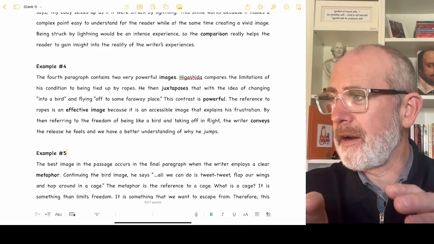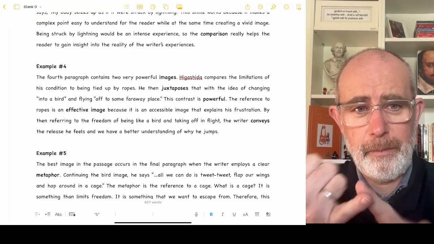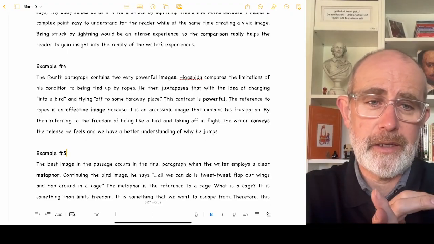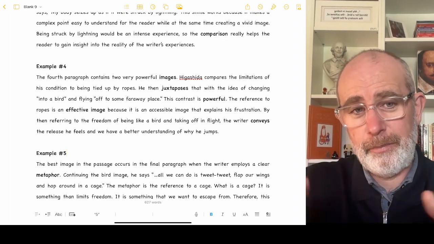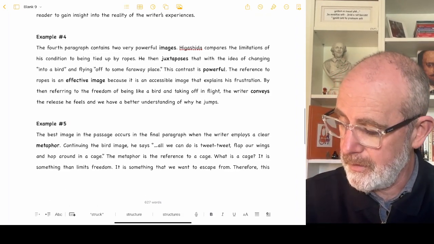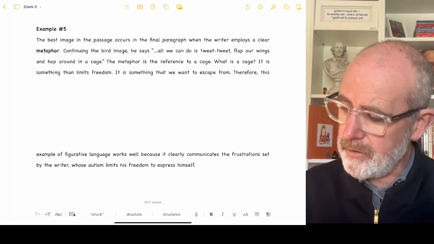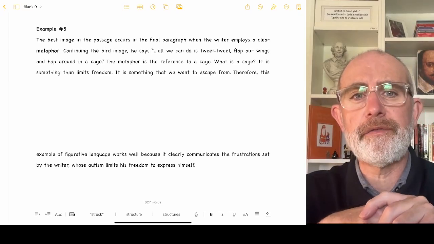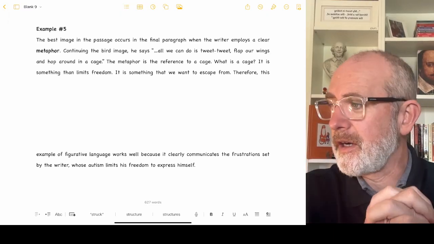So each one of those paragraphs has its own identity. And then in each paragraph, you make the point, stating whatever it's about, then you add a quote, and then you explain why the quote is an example of good writing, and bring it back to whether it's effective. I think it works really well. The best image of the passage occurs in the final paragraph when the writer employs a clear metaphor. Continuing the bird image, he says, all we can do is tweet, flap our wings, and hop around in a cage. The metaphor is the reference to a cage. What is a cage? Again, I'm using a rhetorical question there in my writing.